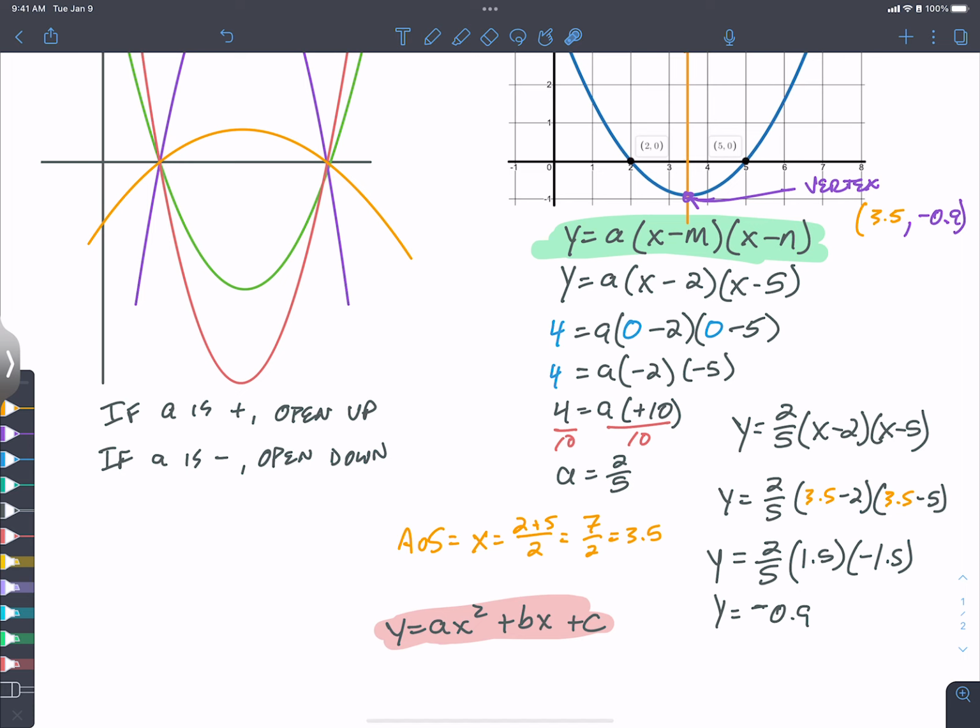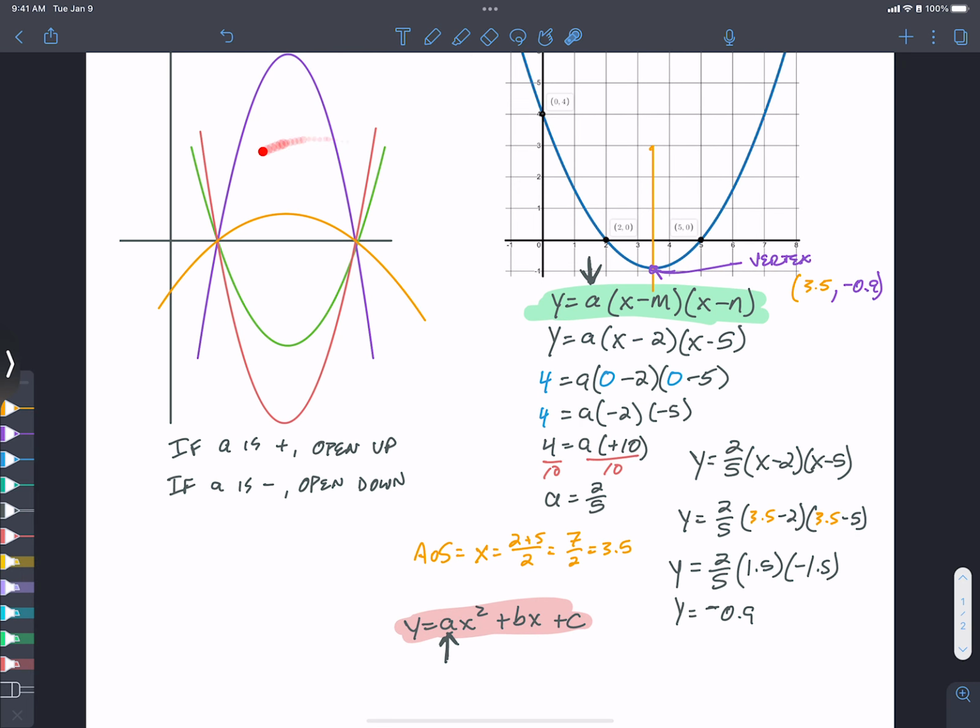But the b and the c are different than the m and the n because they're not going to be the same values. But if you look real closely, the a value is exactly the same in both of these. So that means that if you know the a value in your factored form, you know the same a value is going to be in your standard form. So these two things are the same. They're not the slope, so don't get confused with that. But what they do is they lock in to a specific quadratic graph or quadratic equation.